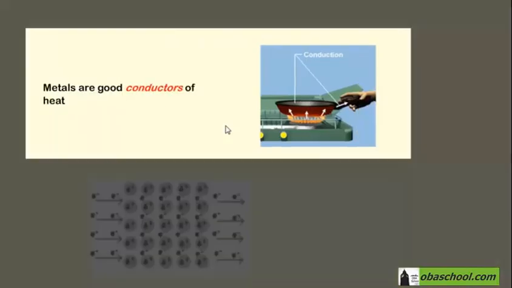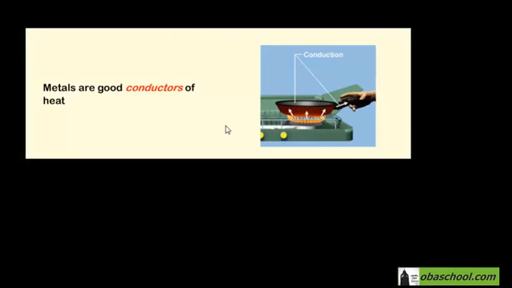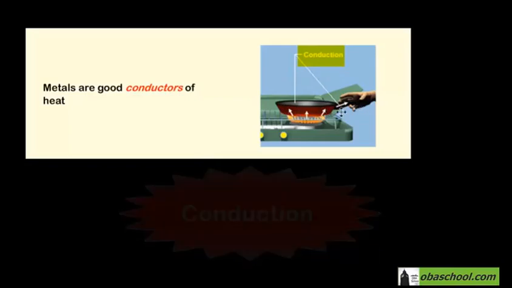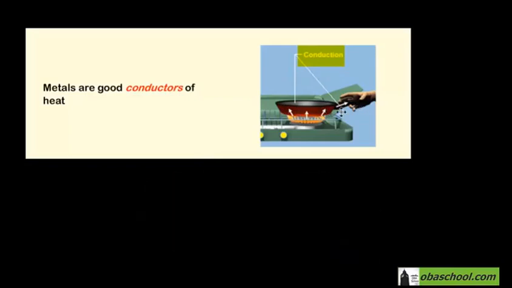We will continue with the physical properties of metals. Metals are good conductors of heat, so heat flows through metals. This process is called conduction. Take a simple example of putting a metal pot on the stove. After a while, you will feel that the pot is warmer. This is because metal conducts heat from the fire, which is the source of heat, to the whole pot.